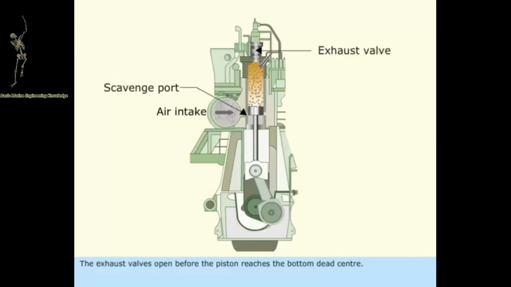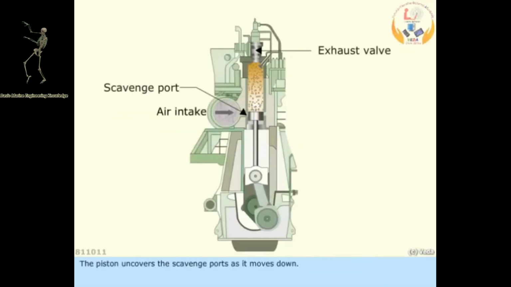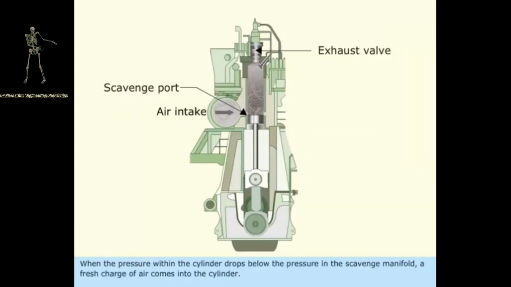The exhaust valves open before the piston reaches the bottom dead center. The piston uncovers the scavenge ports as it moves down. When the pressure within the cylinder drops below the pressure in the scavenge manifold, a fresh charge of air comes into the cylinder.